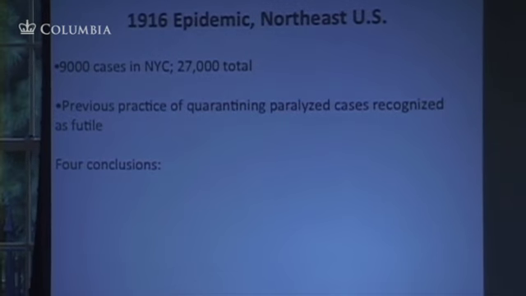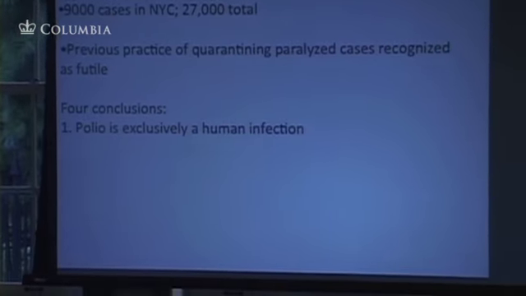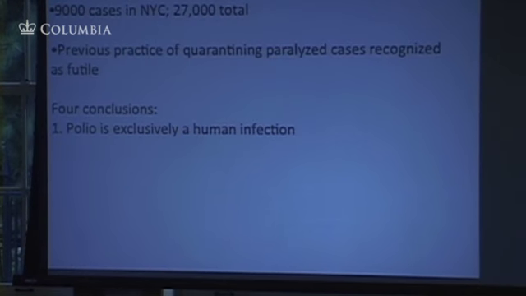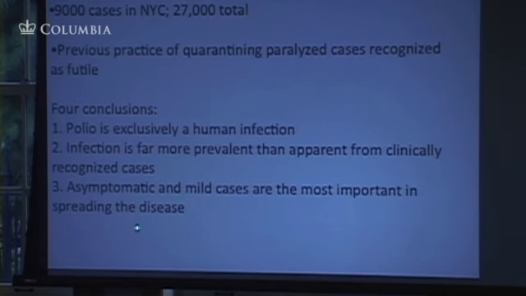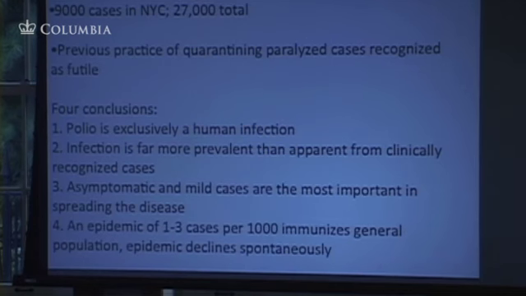So from this epidemic, we had 4 conclusions. First of all, it's exclusively a human infection. There was no evidence for any other animal being involved. It's far more prevalent than apparent from clinically recognized cases. Okay, 1 in 100 or 200 paralytic cases per total infected. And these asymptomatic and mild cases, so asymptomatic, no symptoms, or the mild ones, that is the systemic sore throat, cough, etc., those are the most important in spreading the disease.